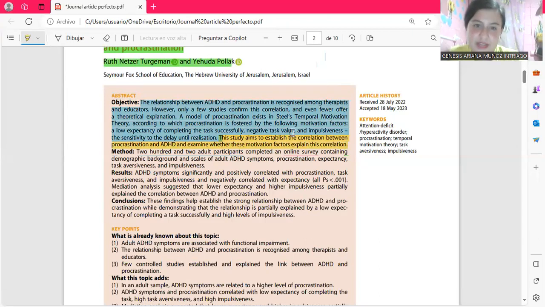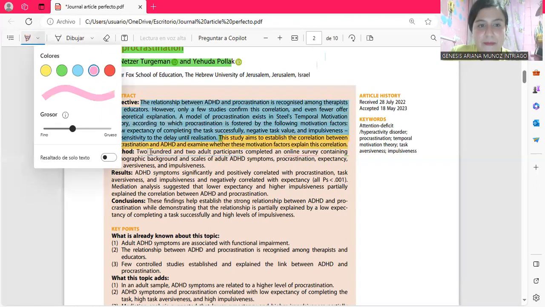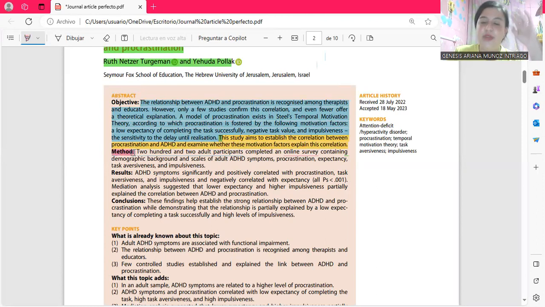In this case, the objective is to establish the correlation between procrastination and ADHD and examine whether these motivation factors explain this correlation. After that, we can find the method, okay? In the method, we have three important aspects: the participants, the materials, and the procedure. So here we can find the first aspect, which is the participants. So here they are telling to you that they use 202 adult participants, okay?